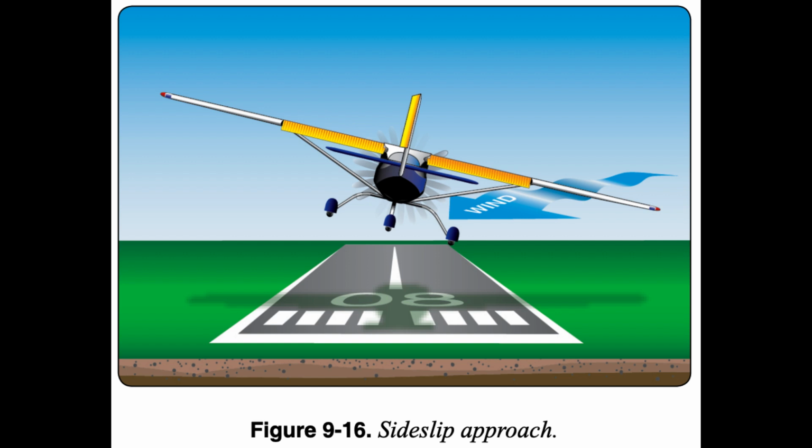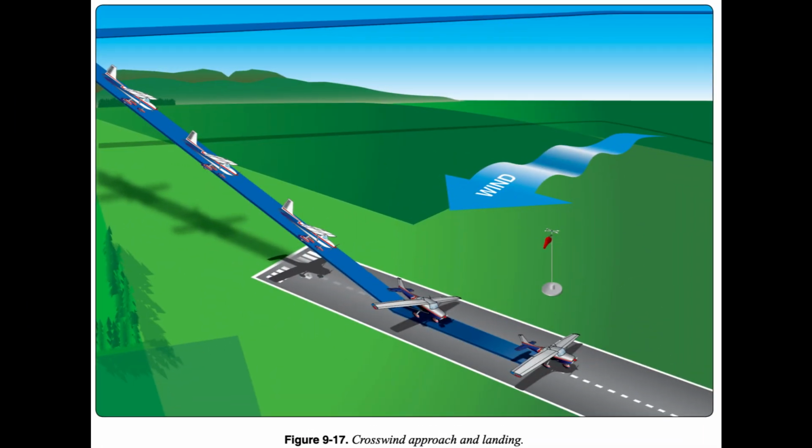If the crosswind changes, the side slip is adjusted to keep the airplane in line with the center of the runway. Figure 9-17. End of page 9-16.